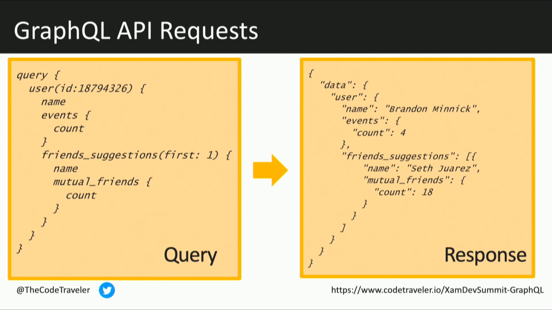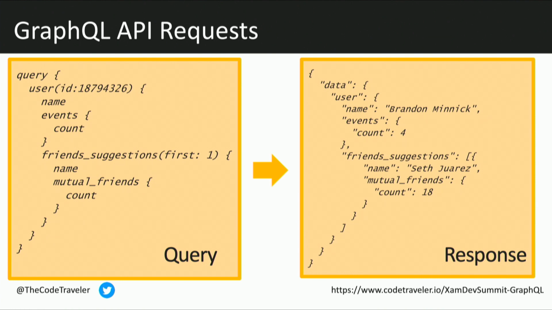In this query, we ask for a user of a certain ID, so I put in my Facebook user ID there, and I say for that user, give me the name and the events count. And also for that user, I want 1 friend suggestion, and for that friend suggestion, give me that person's name and our mutual friends count.